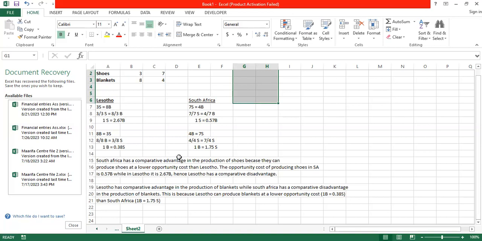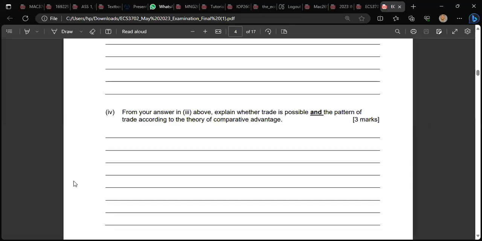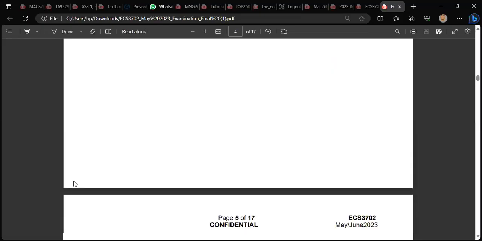So you say South Africa has a comparative advantage in the production of shoes. Which means South Africa should specialize in the production of shoes and export them to Lesotho, while importing blankets. And then Lesotho should specialize in the production of blankets while they import shoes. Then you get your 3 marks there. You see, you're getting closer and closer to 25.